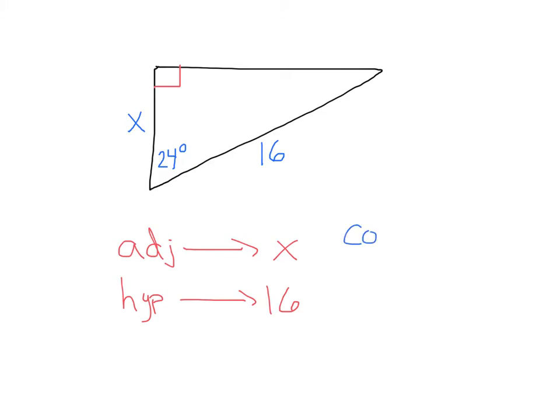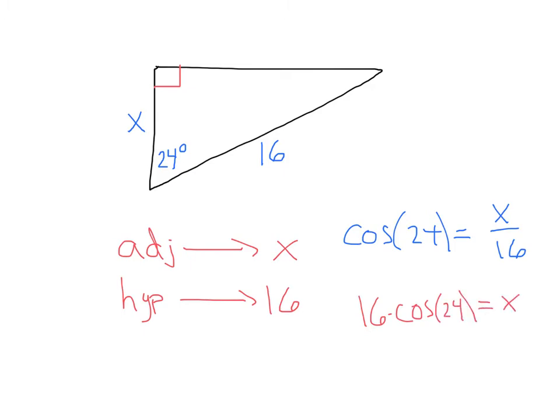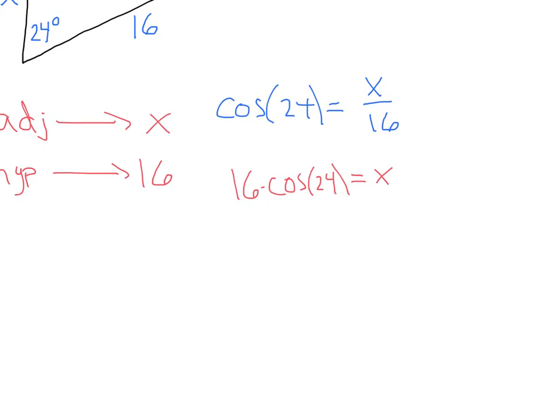I get cosine of our angle, 24 degrees, equals adjacent over hypotenuse. Solving from there, I just need to multiply by 16. That'll give me 16 times cosine of 24 equals x. And if I multiply that out and round, I'm going to get x is approximately 7.1.